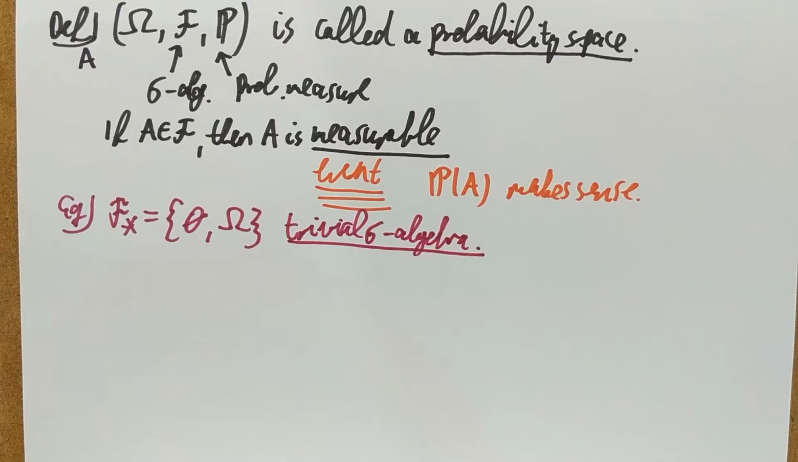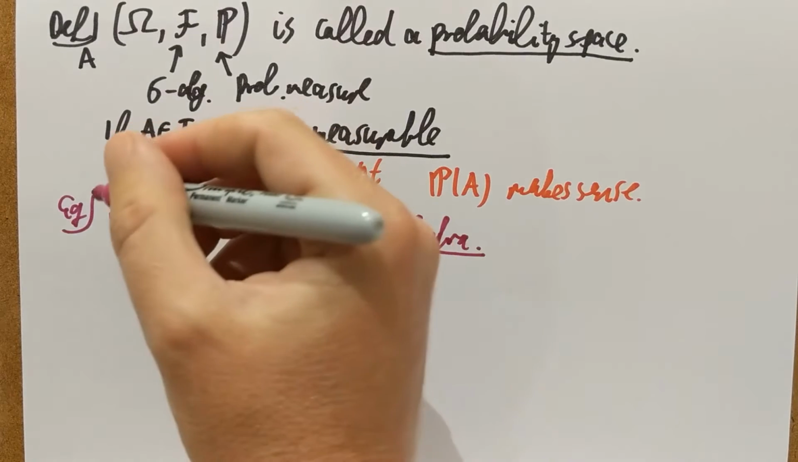It has no interesting events in there. It has the null event and all of the sample space and nothing else. So in this probability space, where you take the sigma algebra to be a trivial sigma algebra, there is not much to talk about. Actually, there are no interesting events in here.